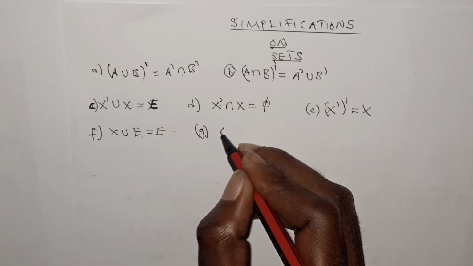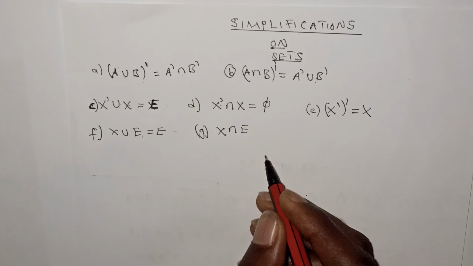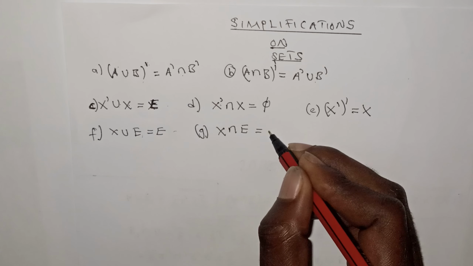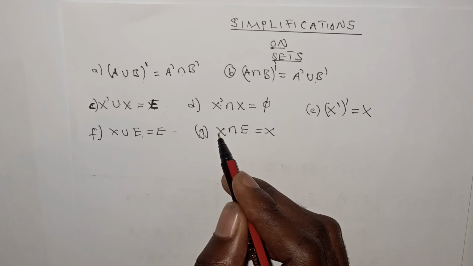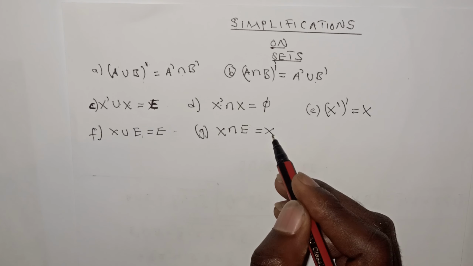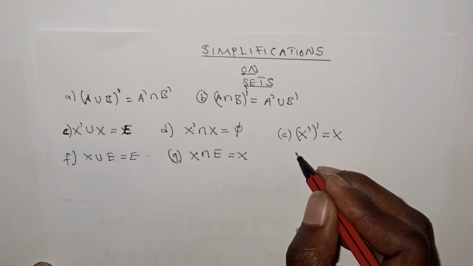G, let's say we have X intersection the universal set. So this is actually X. Something that is in common between the universal set and X is actually X. So this is what it is.